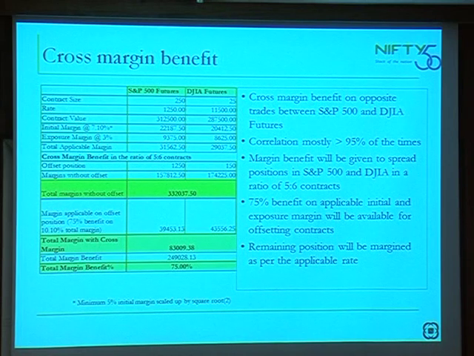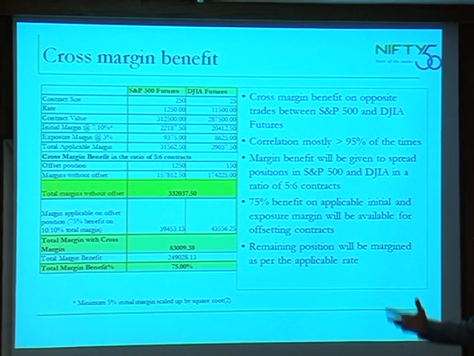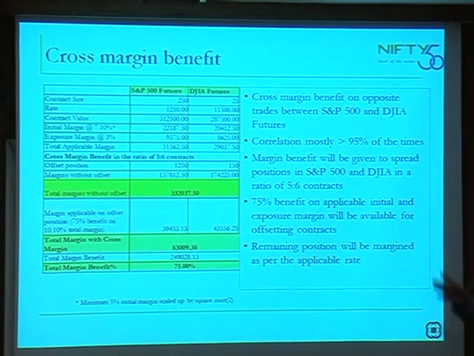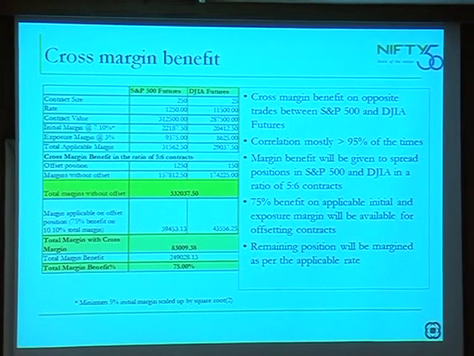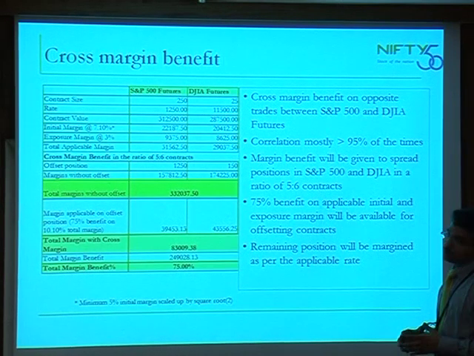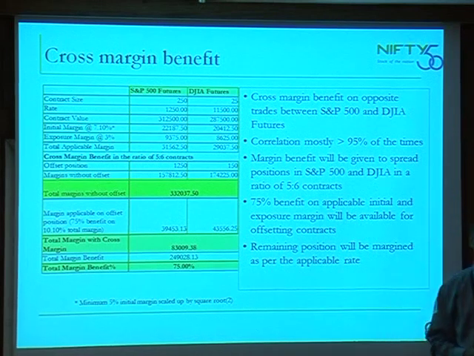Something unique which we bring with this product is a cross margin benefit, which is across products. If you take offsetting positions in S&P 500 and Dow Jones futures in a ratio of 5:6, that is 5 contracts of S&P 500 and 6 contracts of Dow Jones, you can get a spread advantage, a cross margin advantage of up to 75%.